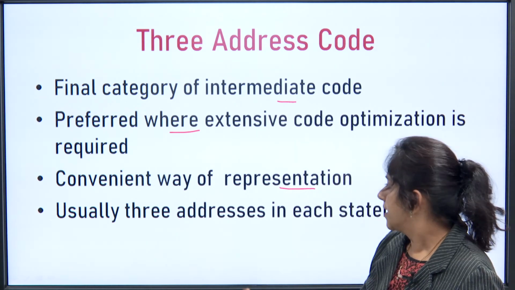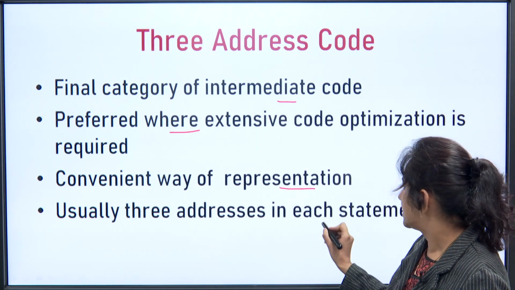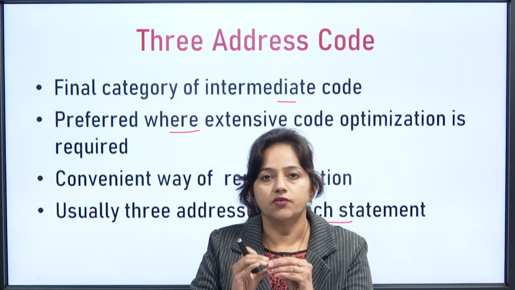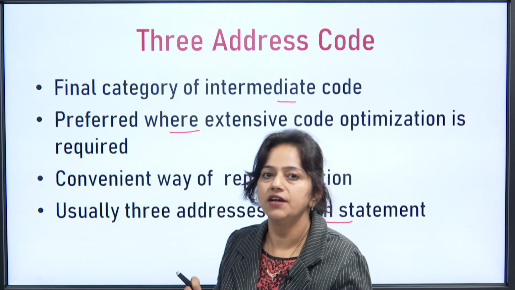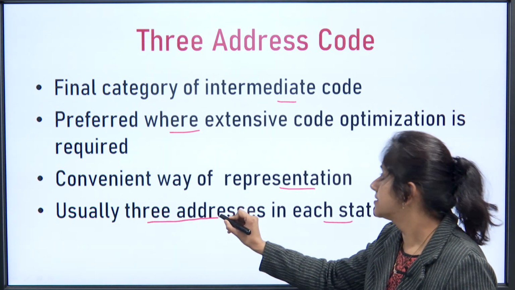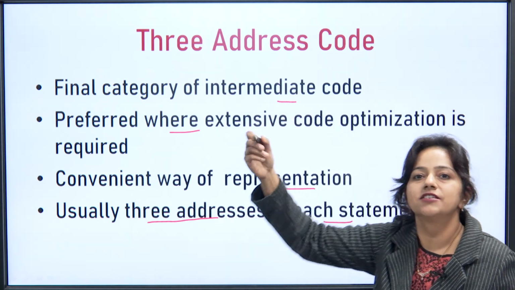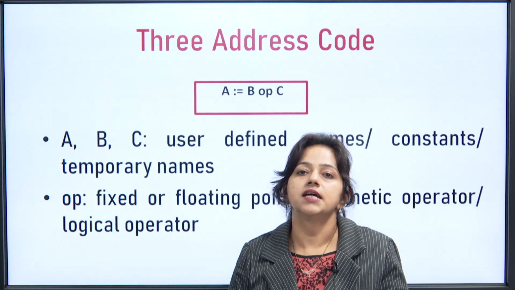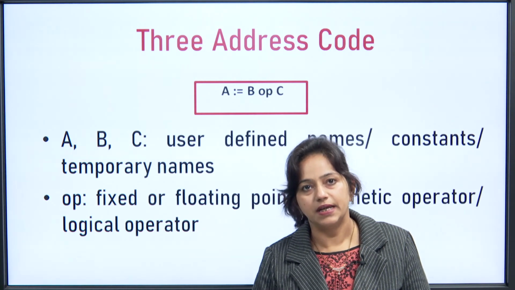Usually there are 3 addresses in each statement. If we are talking about 3 address code, every statement will usually have 3 addresses. It takes 3 addresses, that is why this scheme is known as 3 address code. So, this is the category for generating the intermediate code.